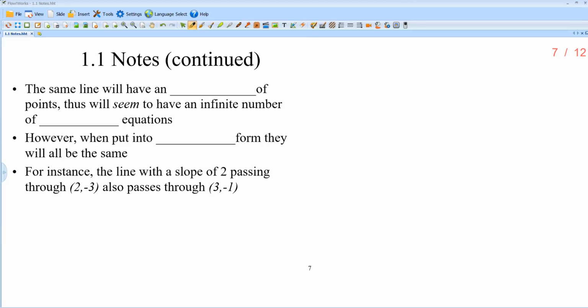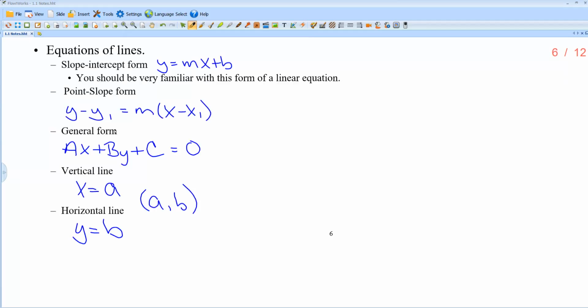So the same line. If I just have one line or two lines that are actually the same, overlapping each other, those have an infinite number of points. Thus, they will seem to have an infinite number of point slope equations. So just going back again, there's an infinite number of point slope equations that I can write for a single line.